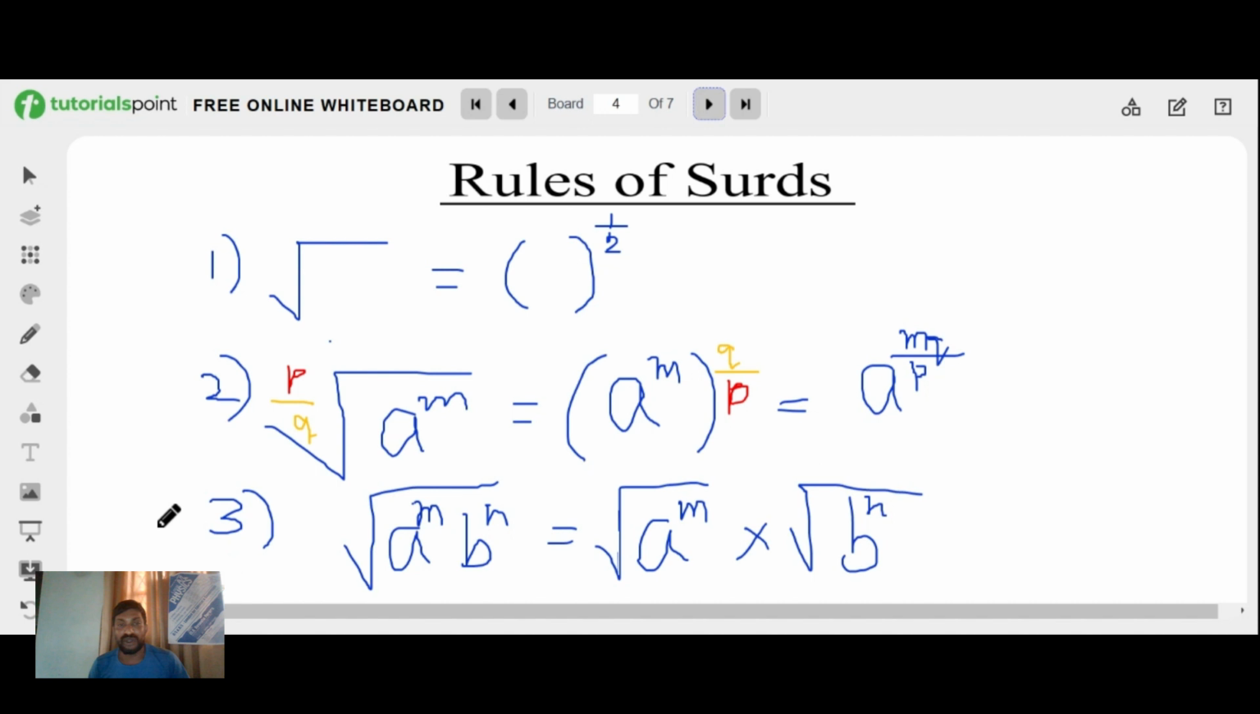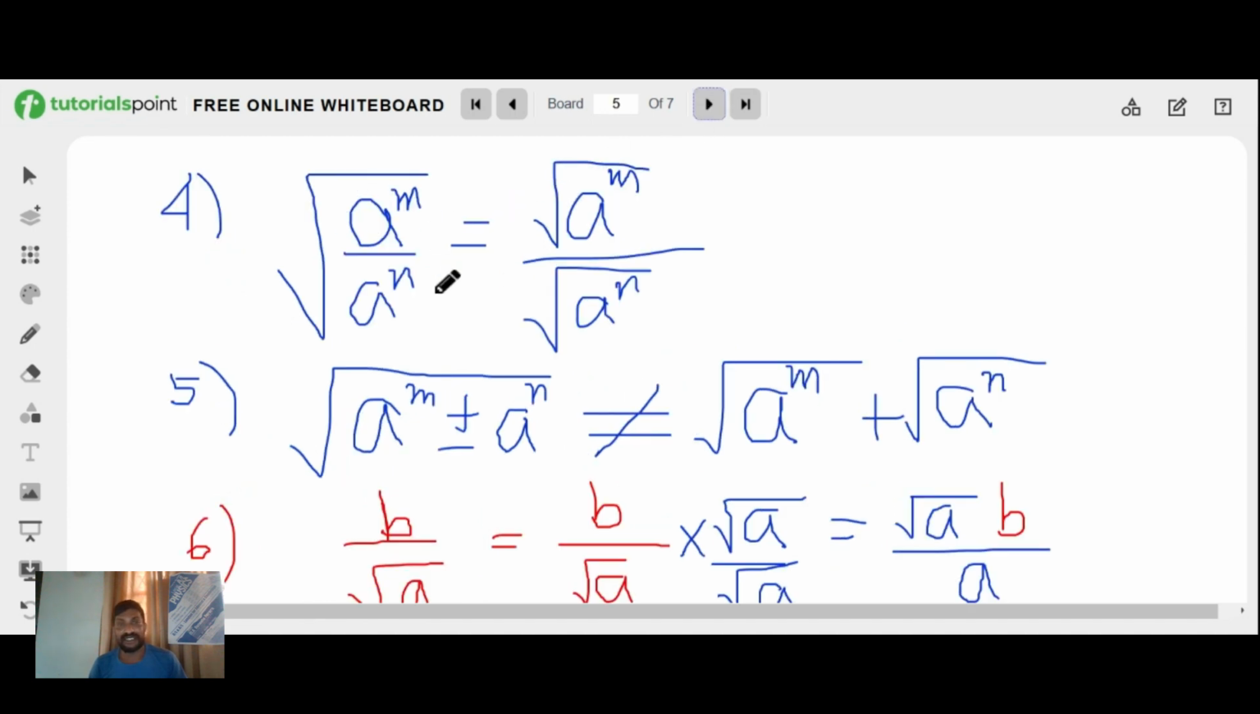Then the third rule we have to remember: a to the power m times b to the power n. We can just separate the radical signs like this: root of a to the power m into root of b to the power n. Very important. If you forget those rules, we get stuck. Then the fifth one, for division, is the same thing. Separately, we can have the radical signs over there.